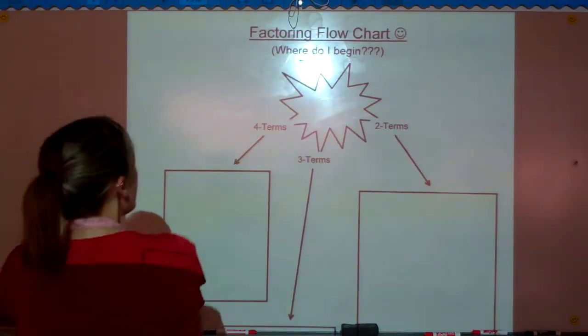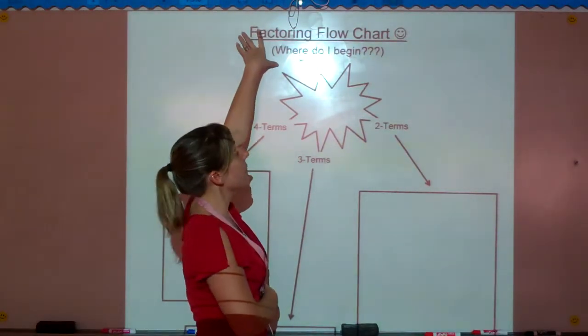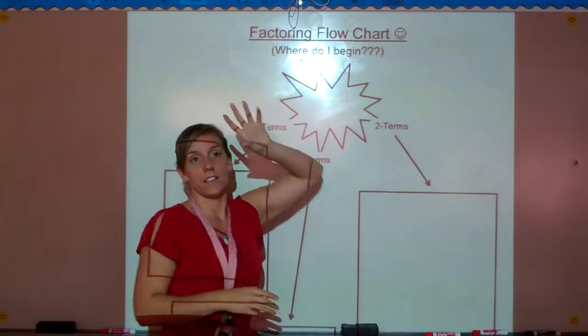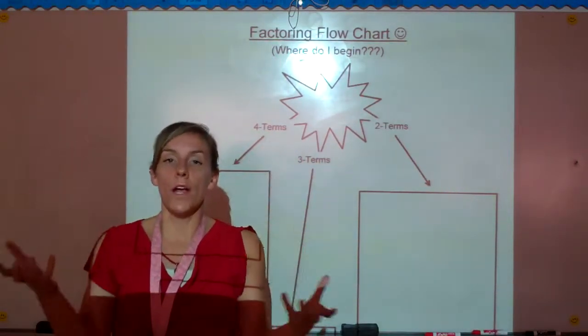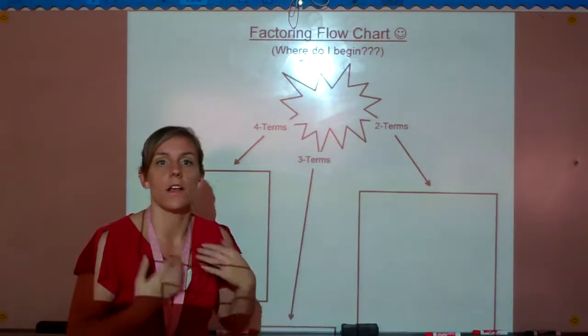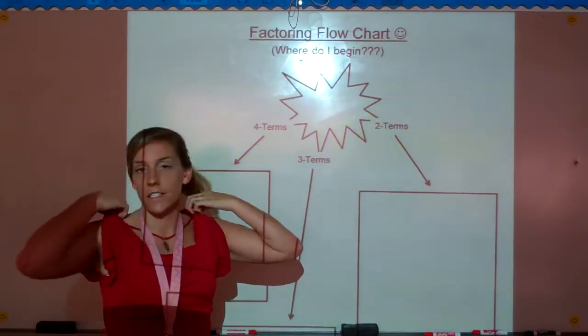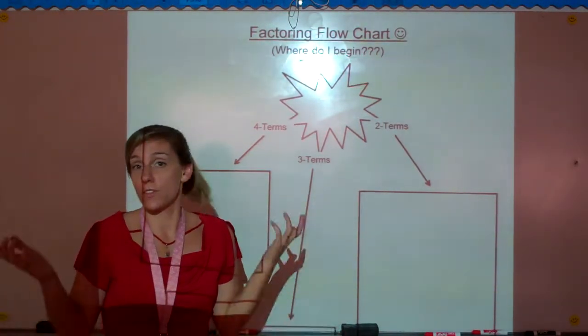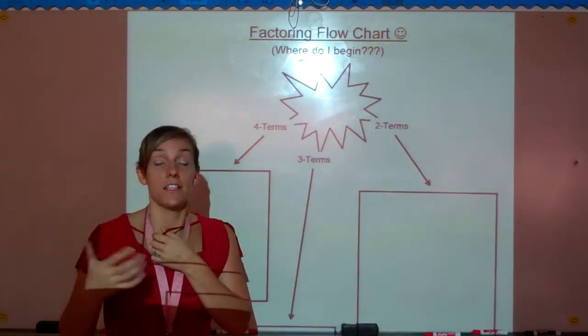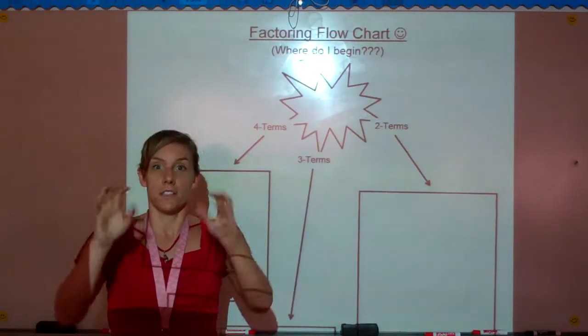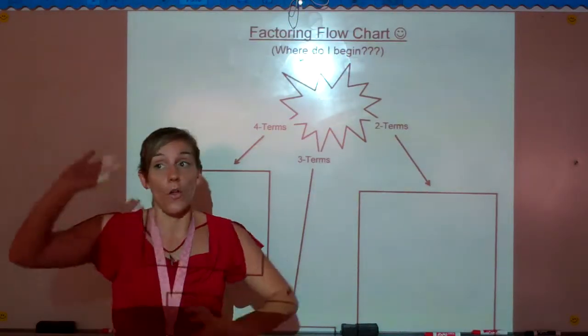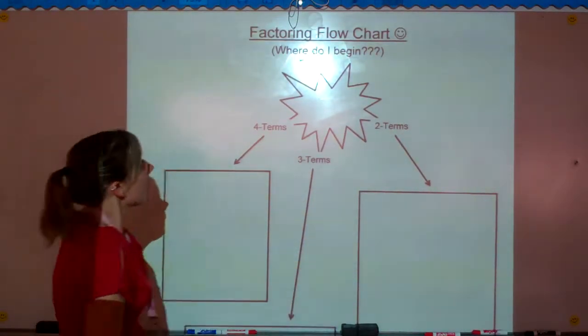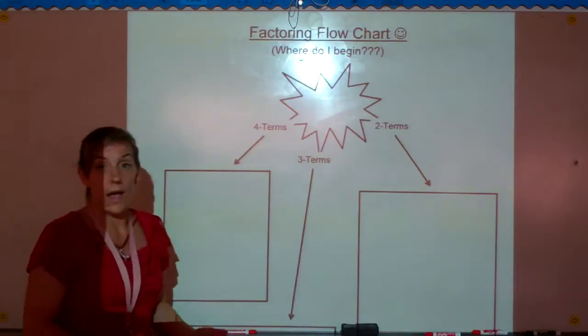Alright, so here's the other page where I called it a factoring flow chart, and it's the whole idea of helping you understand where to start and then where to go when it comes to factoring, because there's all kinds of directions and you have to keep it all straight. It's expected that you know, okay, this is where I begin, this is where I go next, and you know how to get all the way from beginning to end, okay? So I made this in order to help you out, alright?